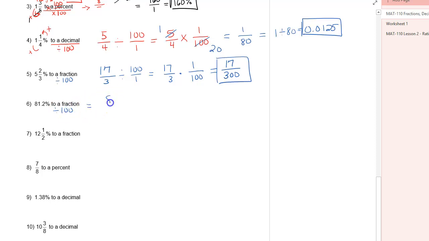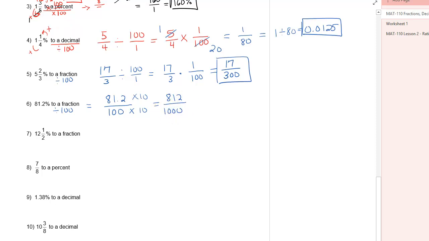So that gives me 81.2 over 100. Now, if you just enter this in the calculator, it will give you the final answer, but I'm going to show you how the calculator gets that. To be able to move this decimal to the right one place, you'd have to multiply the top and the bottom by 10. So that's going to give me 812 over 1,000.